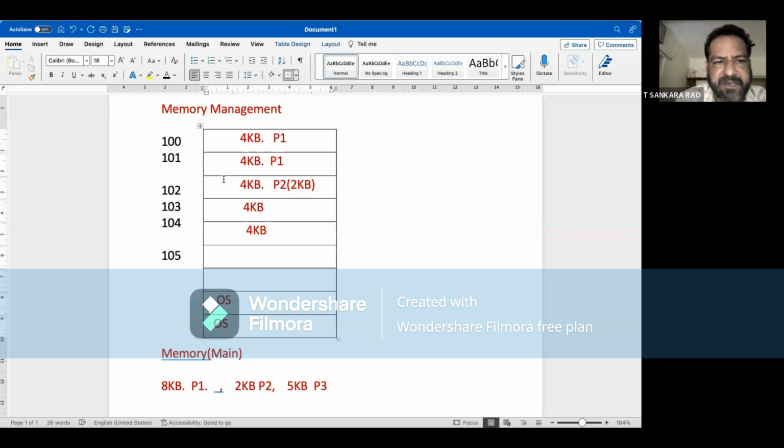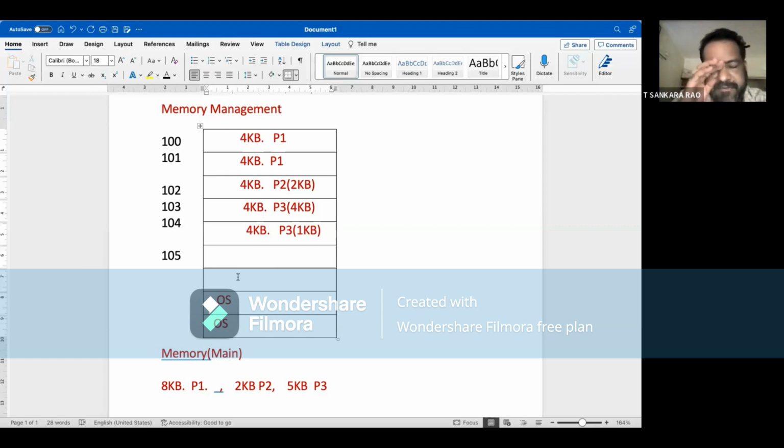Already these first 3 locations, 100, 101, 102, are over. Now P3 is stored at 103 as well as, so it can accommodate only 4 KB of P3 here. Okay. And where is the 1 KB of P3 stored? Here. Okay. So now if you look at this scenario, it is very simple to accommodate the process into the respective free locations.